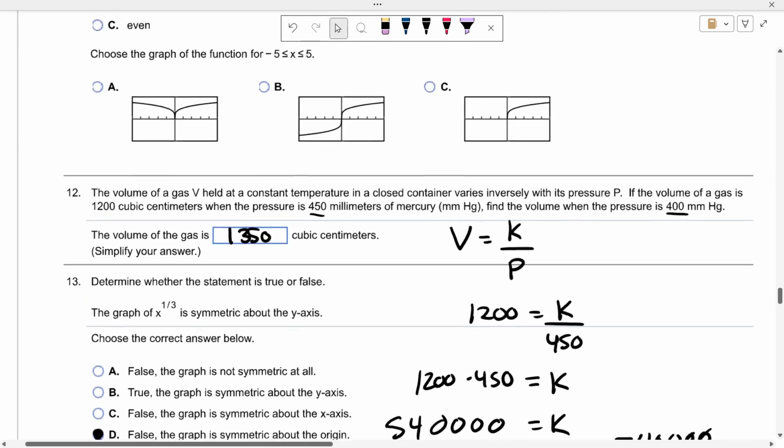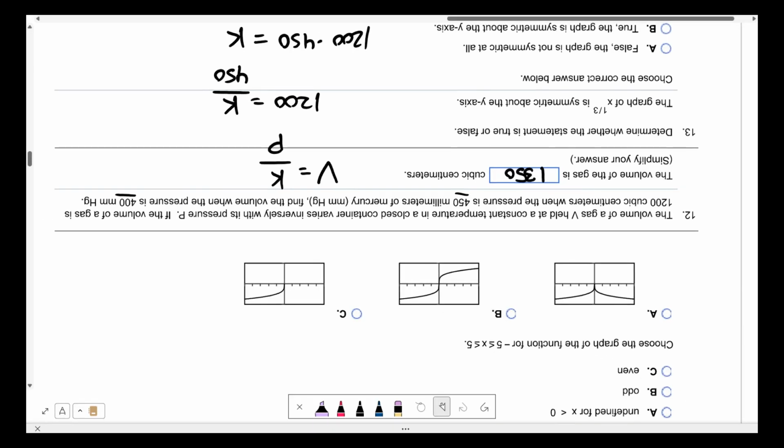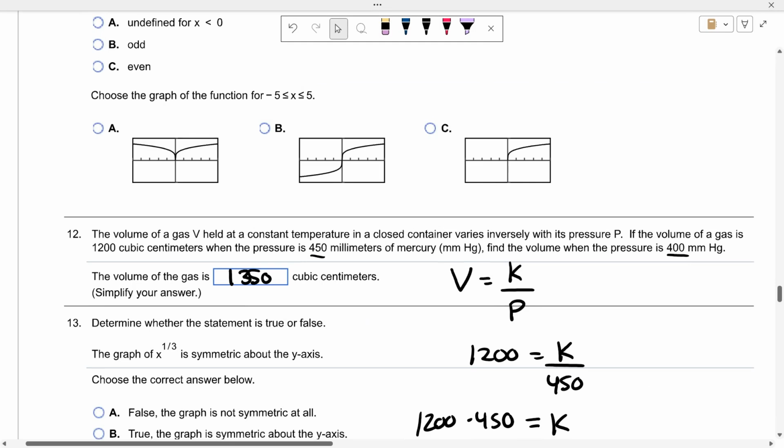Okay, so there's 13 problems. I'll have you work on that. And then tomorrow we'll do another section.